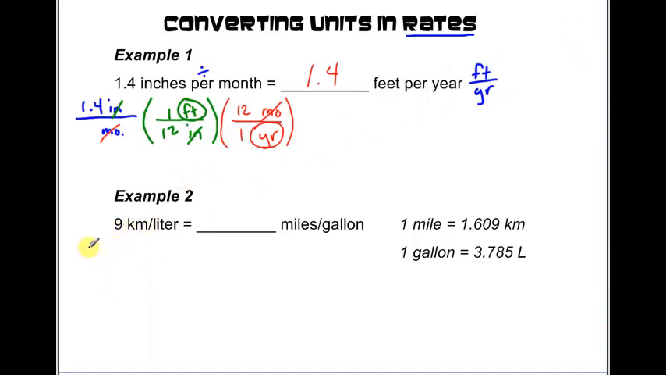All right, let's see if this example gives me something a little more interesting with those numbers. 9 kilometers per liter. So I start by writing it as 9 kilometers over 1 liter. And then I'm looking for miles per gallon. I want my answer to say miles in the numerator, gallons in the denominator. And I gave you a couple conversion factors. You don't have to have these memorized. Okay, so let's start off.